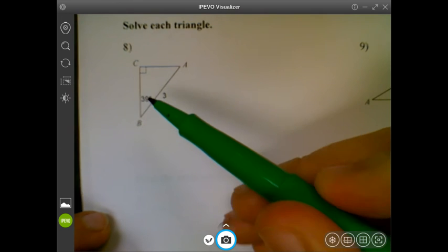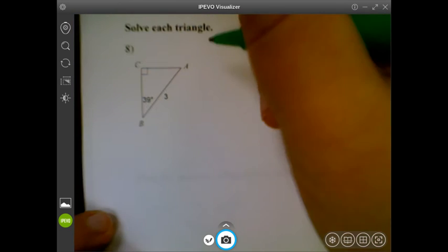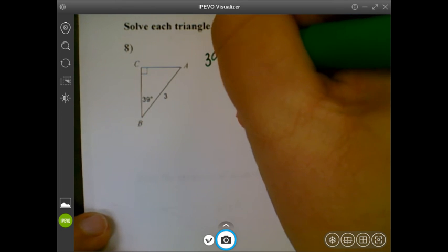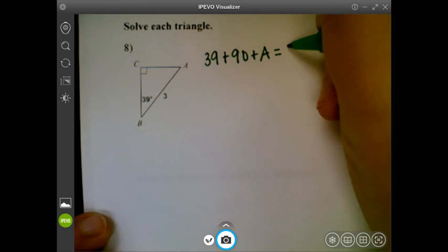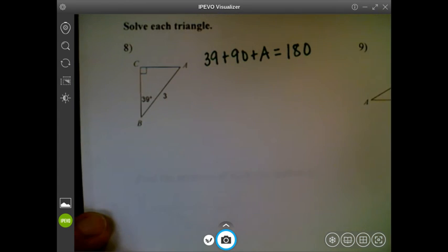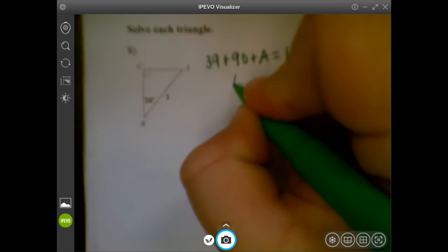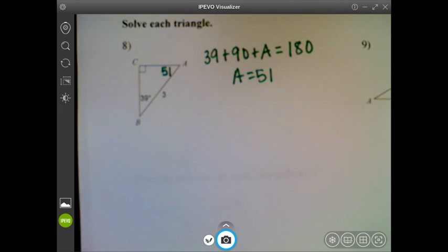The first thing that I want to point out is if you have two angles of a triangle, it's really easy to find the third one because all of the angles in a triangle add up to 180. So we know 39 plus 90 plus whatever angle A is has to be 180. You can just do some subtraction here and get that angle A should be 51. So here is a 51.